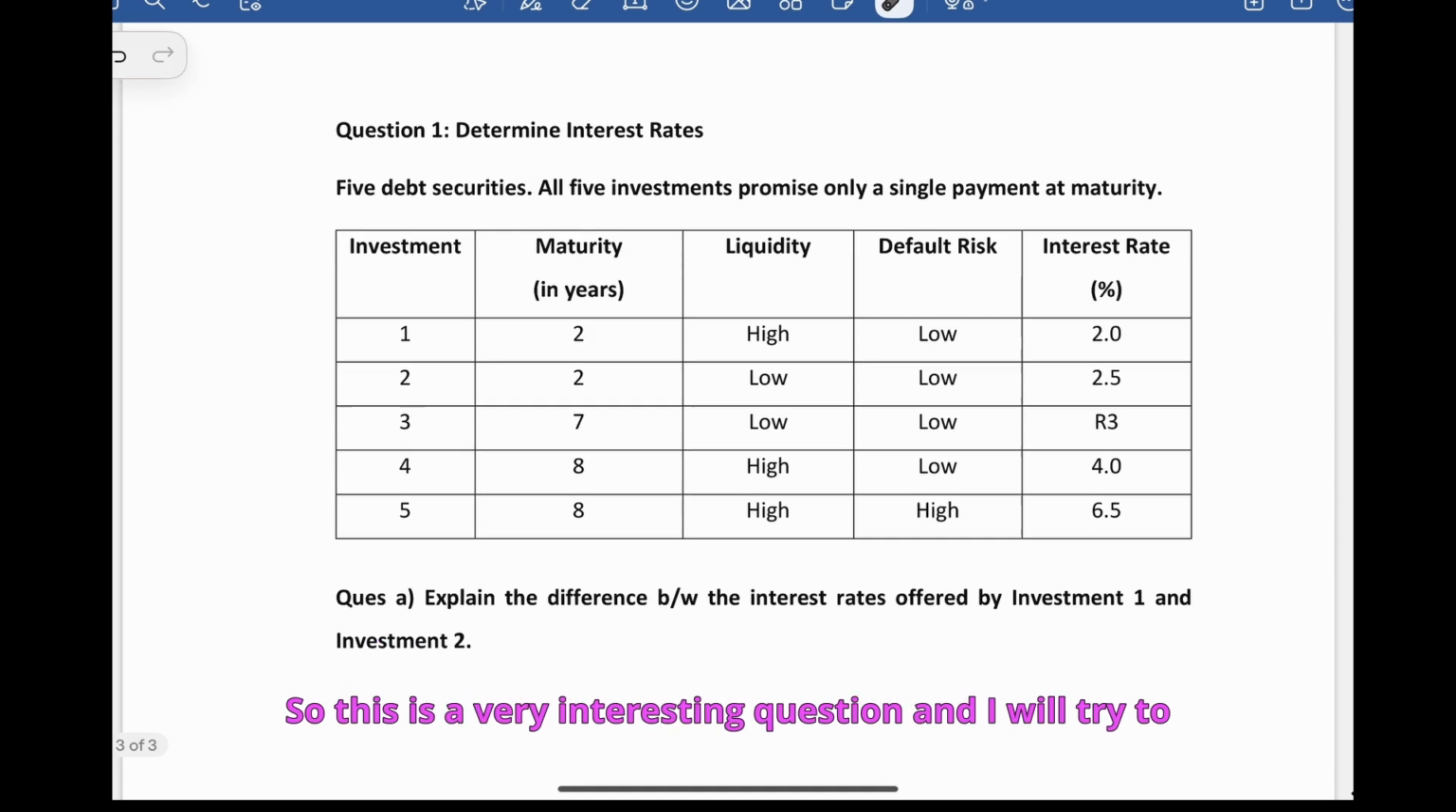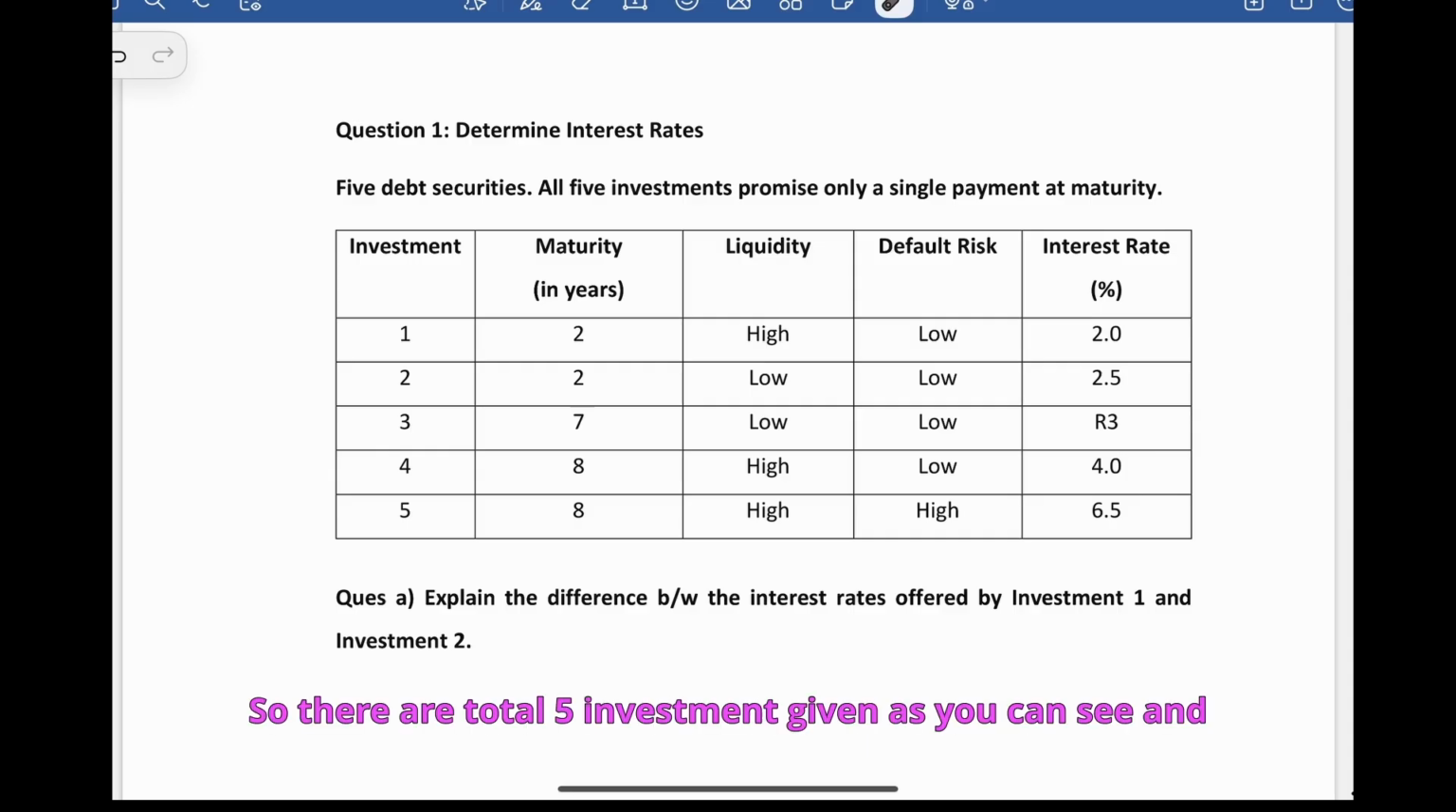So this is a very interesting question, and I'll try to explain it to you in a very simple and easy way. If you try it on your own, it might be a little challenging, not that difficult, but a little challenging, because for me to understand also, it took a little bit of effort. But once you understand it, it's pretty simple.